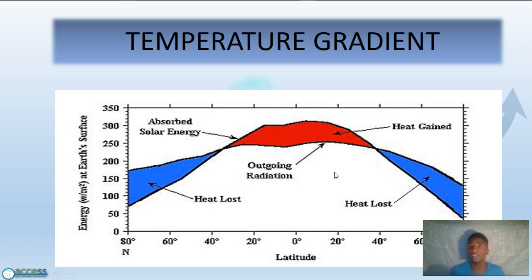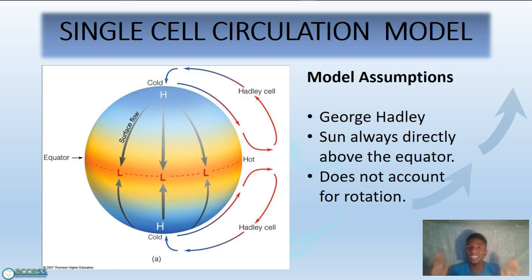So this consequent horizontal pressure gradient set the atmosphere into motion, which is what I'm going to explain right now. So we are having this model assumption by George Hadley. George Hadley assumed that the sun is always directly above the equator.